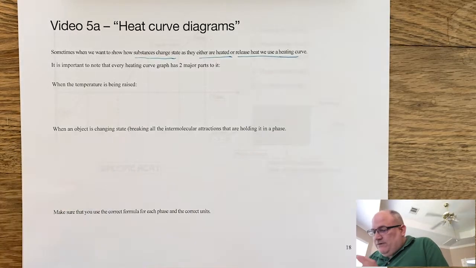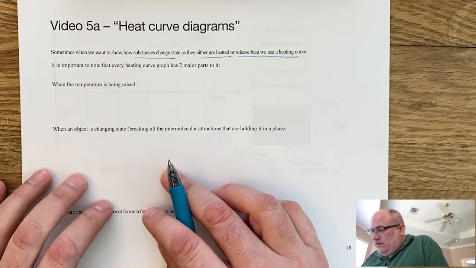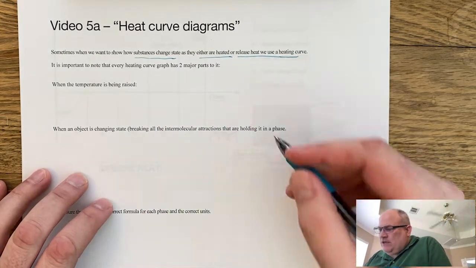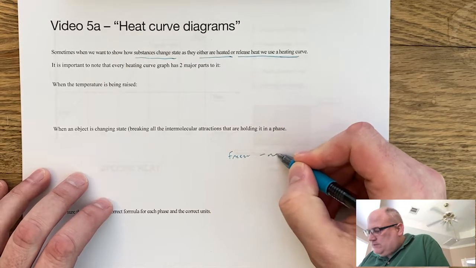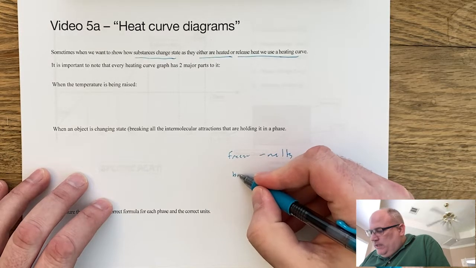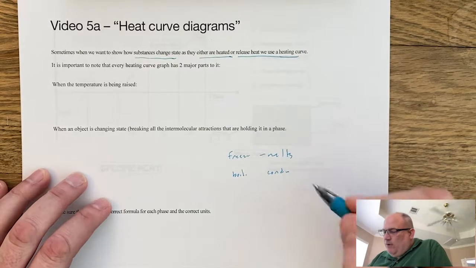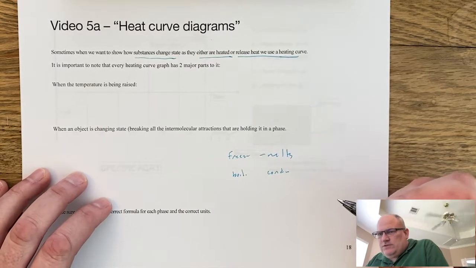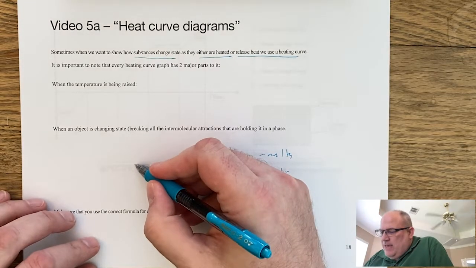Now, every single heating curve that we're going to have has two parts: when the temperature is being raised and when we're breaking intermolecular forces. Whenever something either freezes or melts, which are kind of the opposite of each other, or if something is boiling or condensing, in both cases intermolecular forces are being broken.